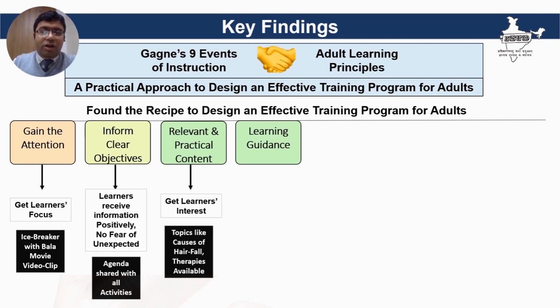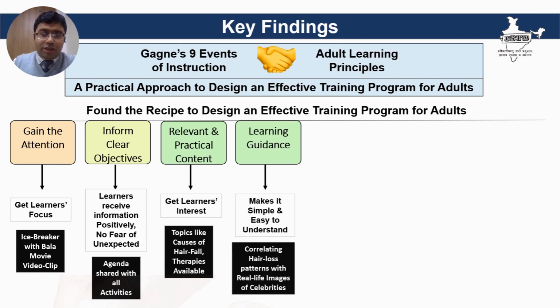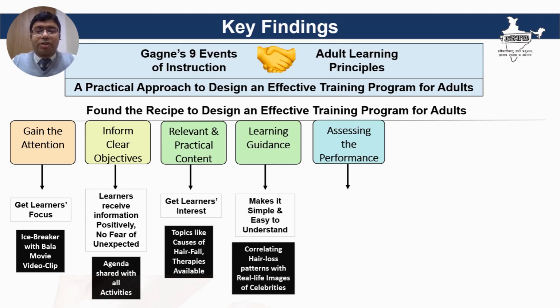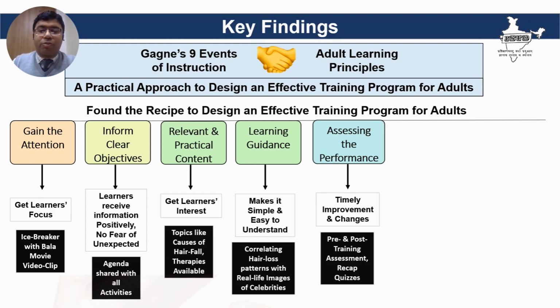Now, the fourth, learning guidance, that we provided at regular intervals, making it very simple and easy to understand in the form of different hair loss patterns that we correlated with real life images of celebrities. Assessing the performance, that we did through timely improvement and changes through pre and post training assessments and recap quizzes that we did.